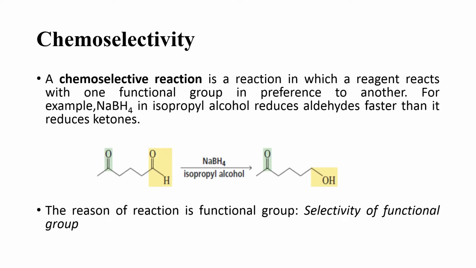Chemoselectivity. A chemoselective reaction is a reaction in which a reagent reacts with one functional group in preference to another. Here, the reason for reaction is the functional group. In organic reactions, the reaction takes place always at the functional group. So the reaction will occur due to the presence of different functional groups, and these different functional groups will be very selective for the reaction with particular substrates.